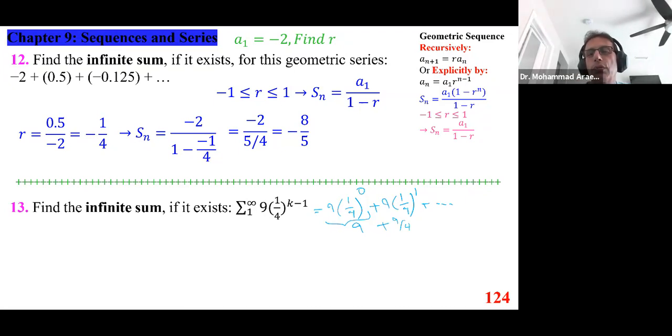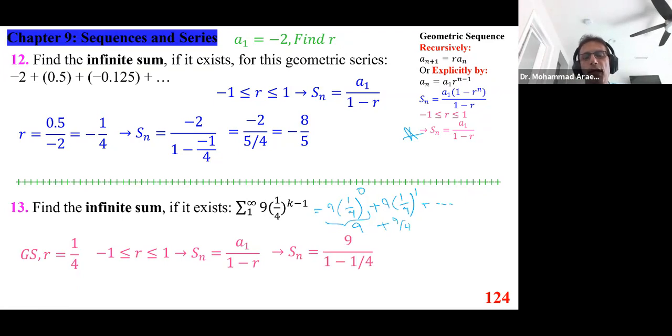Therefore, we can use this formula. r is 1/4. Using this formula with the first term of 9, we can write S sub n equals 9 over 1 minus 1/4. The denominator is 3/4. And if you divide 9 by 3, you get 3. Multiplied by 4, you get 12 because it's a complex fraction. So again, multiply by 4. 4 times 9 is 36 divided by 3 is 12.